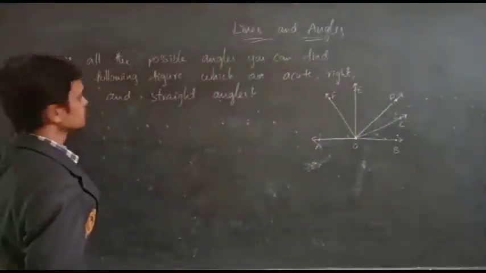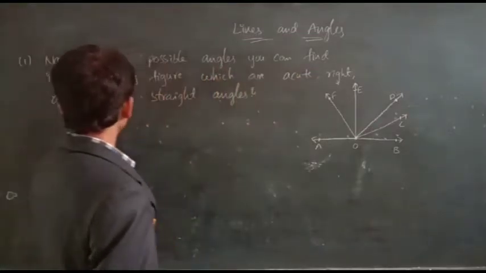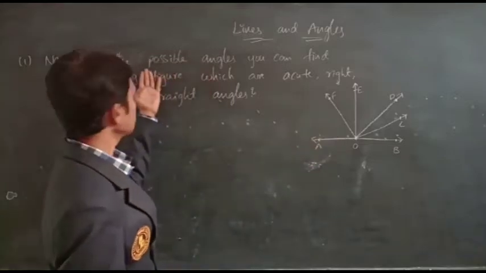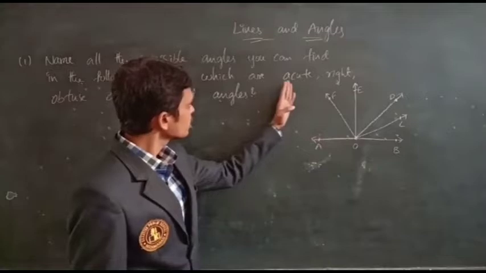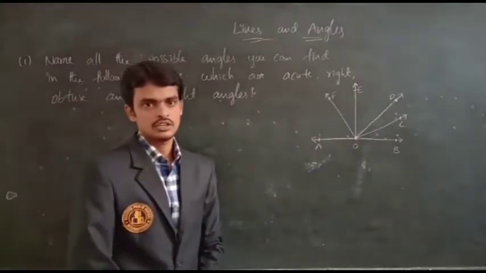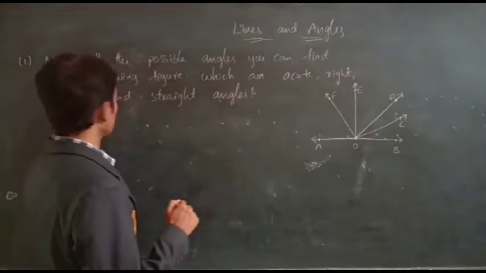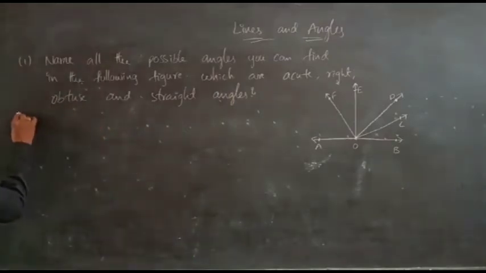See, first one: name all the possible angles you can find in the following figure. In this figure, we have to name all the possible angles, which are acute, right, obtuse and straight angles. So we have to classify the angles. Solution.